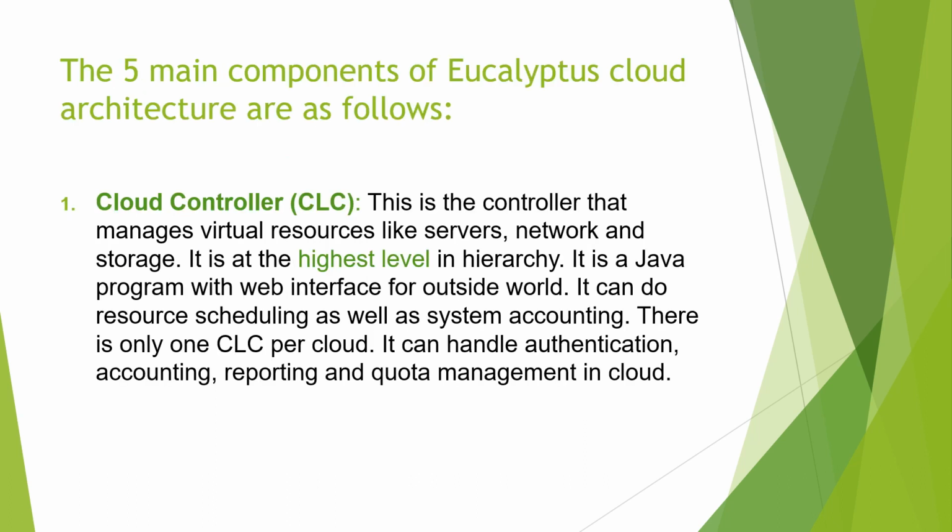Now let's talk about the five main components of Eucalyptus architecture. The first one is Cloud Controller, that is CLC. It is the highest level in the architecture among all the components. Basically, it is connected to all the web services and client tools on one side and connected to the rest of the Eucalyptus components on the other side. It is also connected to the storage components. It manages virtual resources. एक क्लाउड पे सिर्फ एक CLC ही प्रेजेंट होता है.